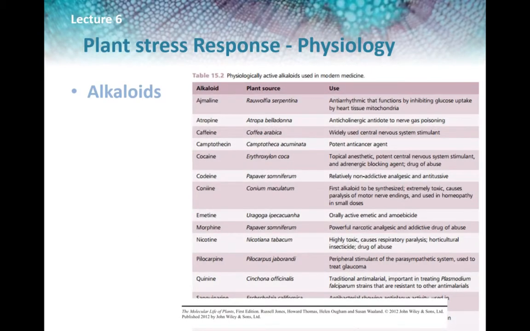This table also lists the major plant-derived alkaloids used in modern medicine. Examples include cocaine, codeine, and morphine. Alkaloids can be constitutive, which means that they are present at all times, or be synthesized in response to stress. Most alkaloids are synthesized from tryptophan and tyrosine.